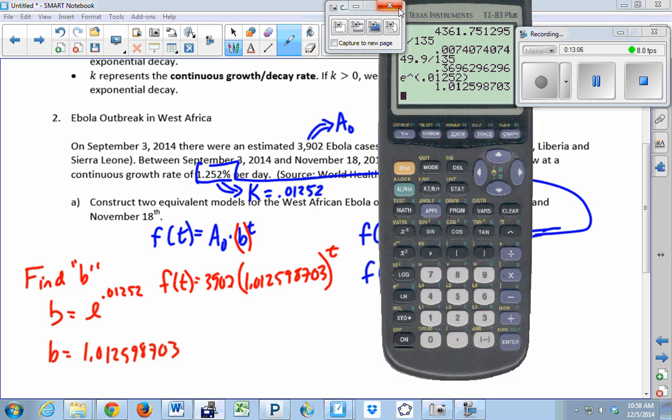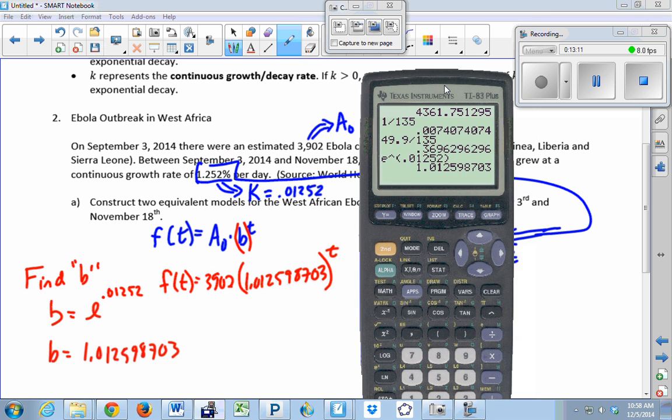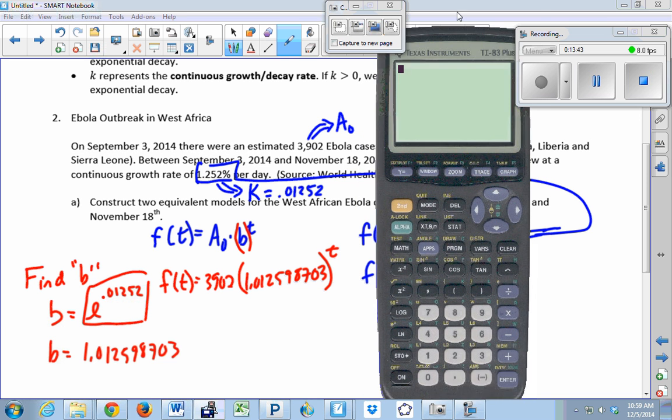1.012598703 to the t. Now what I showed my students in the first class is this is an approximation for B. Here's the actual value for B right here. This is the actual value. So if you want to get the most accurate answer here, you would put this entire number into your calculator as the model. And since this is just an estimation of E to the 0.01252, you can actually store that information.